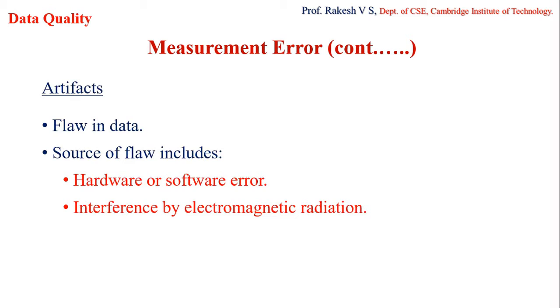Next is artifact. So what is an artifact? It is a data flaw caused by equipment or technique or the conditions under which the data was collected. So these are errors which might be due to the physical components that we have taken, or due to the conditions under which the experiment was performed or the data was collected. So it depends upon these factors. The common sources of flaws include hardware or software errors and interference by electromagnetic radiation. So this is about artifacts, which are a flaw in the data.